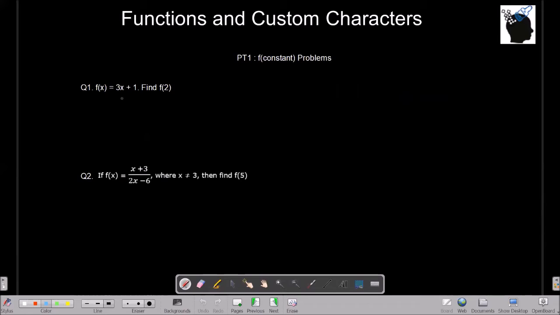Now we are going to see what is given to us. So f of x is given to us and they are asking f of 2. If you compare the things inside the bracket, here I have x and here I have 2. That means wherever I have x on the right hand side, I'll replace that with 2 to get the value of f of 2 as 3 into 2 plus 1, or nothing but 6 plus 1, or 7.